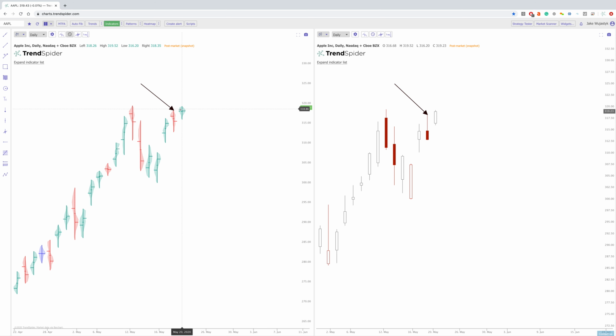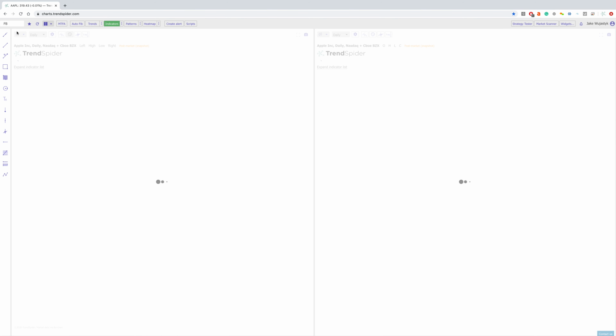It almost looks like a light bulb here, just showing a lot of that volume was supporting price at the top of the range. Will we continue up? Who knows? But going into some of these other plays, you have the same exact setup.